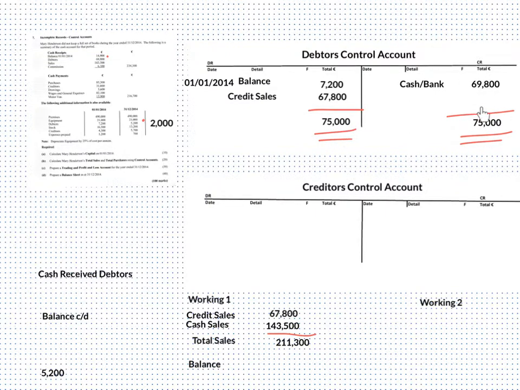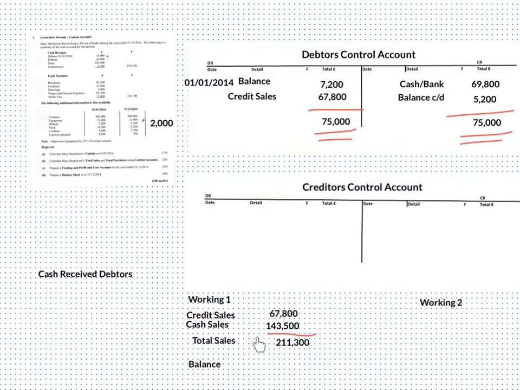We've got a little bit of a shortage here, and that's going to be our balancing figure, or our balance c/d. So in order to find our balance c/d, all we have to do is take away our 69,800 from our 75,000, and that leaves us with 5,200. So now we can see the debit side equals 75,000 and the credit side equals 75,000. Our balance carried down is 5,200. And that's our debtors control account completed.